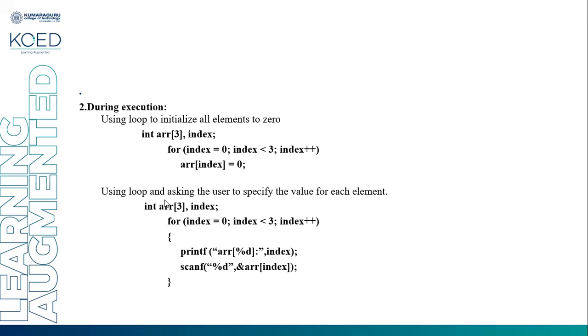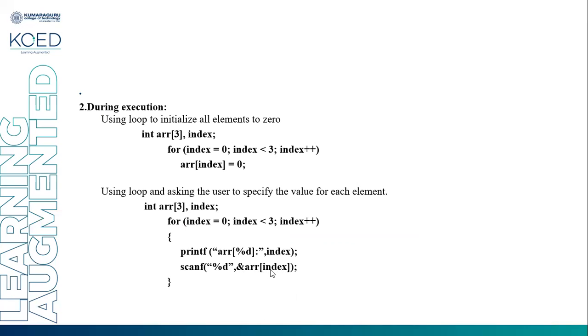Using a loop and asking the user to specify the value of the array element is another way of initialization. So integer array of 3, and index. I'm writing a loop: index equal to 0, index less than 3, index plus plus. Printf will print the integer array with percentage d, and the index value will be printed. It will print A of 0. It means the user has to enter the value for A of 0. The entered value will be stored using percentage d, ampersand array of index.